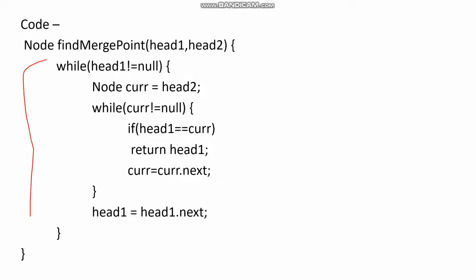So this is the code of this algorithm. In the outer loop we are iterating the linked list 1, and in the inner loop we are iterating the linked list 2. Here we are matching the pointers of the linked lists 1 and 2, and if they are equal, this will be the merging point and we will return that node. If that condition doesn't come true, then at the end of the outer loop we will return null because we did not find any merging point.